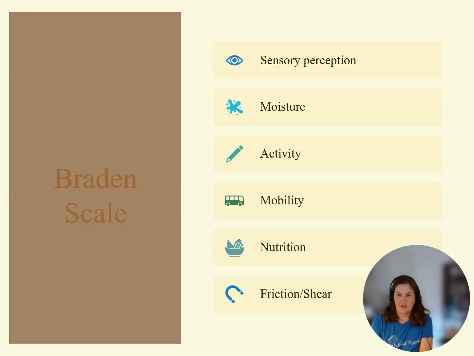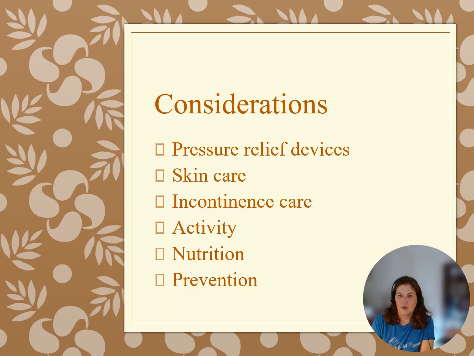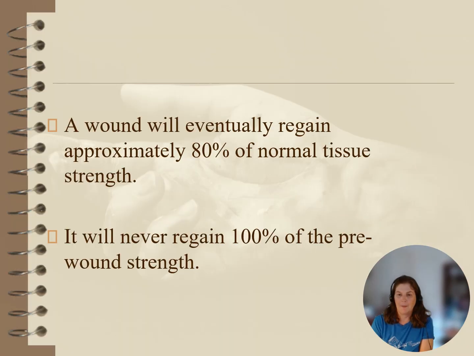Braden scale: you're going to look at sensory perception, moisture, activity, mobility, nutrition, and friction. That predicts pressure sore risk and is a clinically validated tool, so get to know how to use it. Prevention includes pressure relief devices, skin care, incontinence care, activity, nutrition, and turning them over. A wound will eventually regain approximately 80% of normal tissue strength. It will never regain 100% of pre-wound strength.